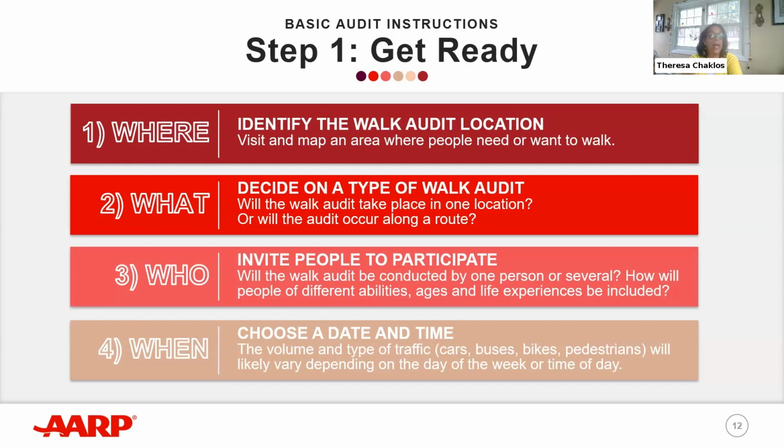And then the next step is when. The volume and type of traffic, such as cars, buses, bikes, pedestrians, will likely vary depending on the day of the week or time of day. Is the walk audit being done because of concerns about the safety of particular pedestrians, such as school children, workers, shoppers, or retirees? If so, conduct the audit when those people will be present. If observations are needed during multiple times of the day, including after dark, schedule auditors to work in shifts. And keep in mind to check the weather forecast. There's no need for walk auditors to endure extreme temperatures, precipitation, or wind.